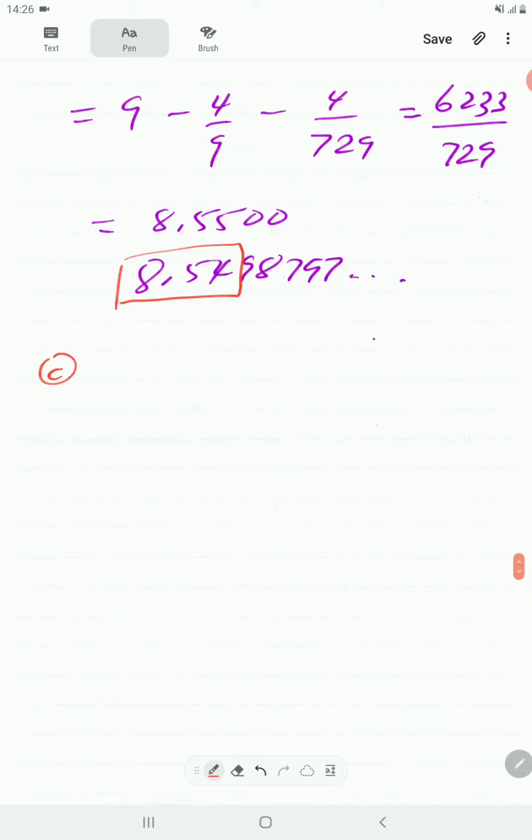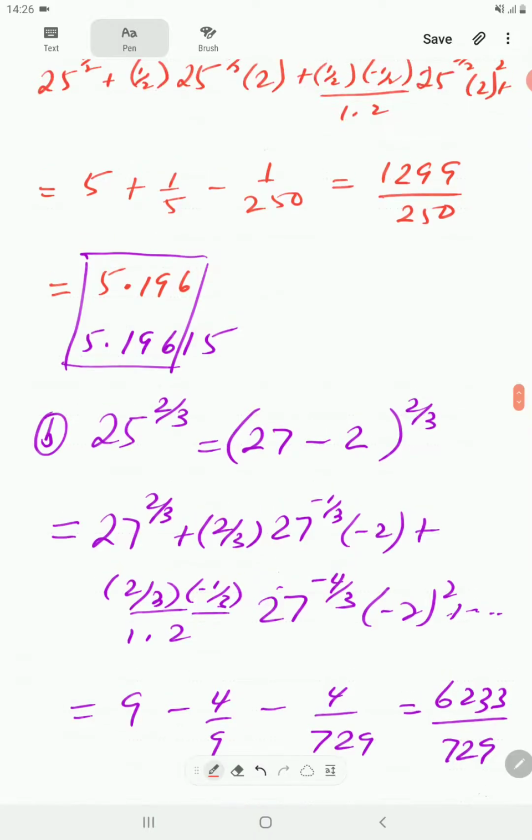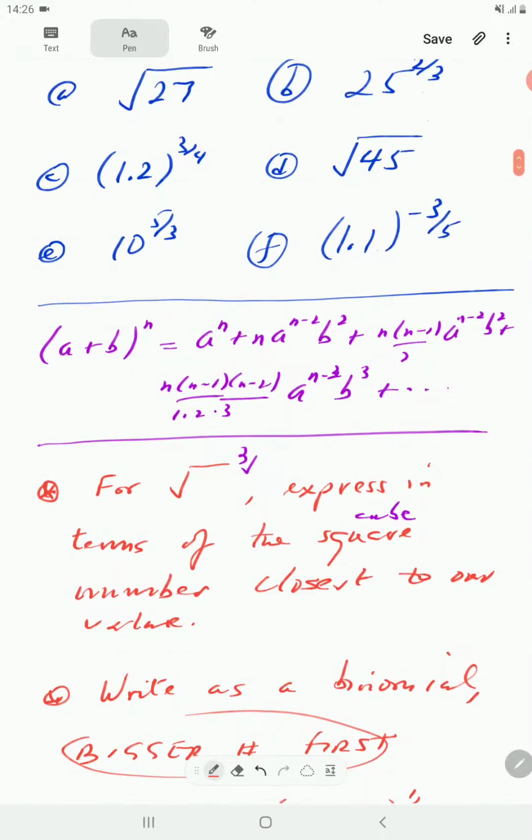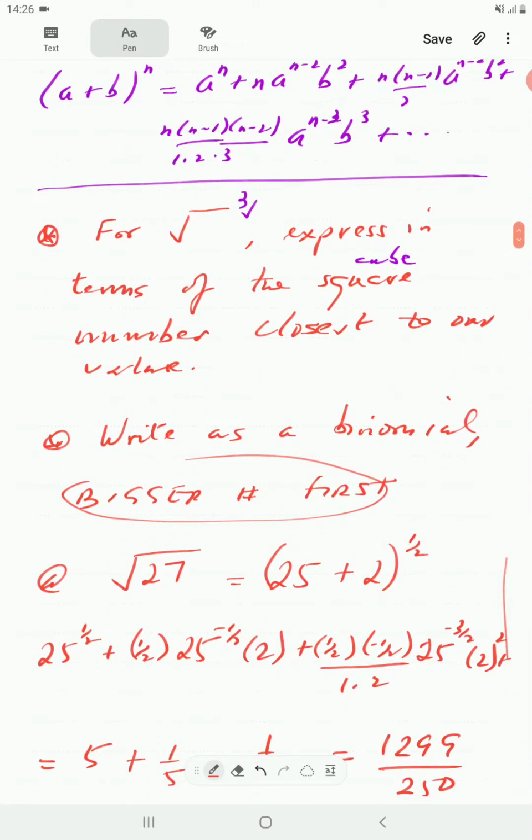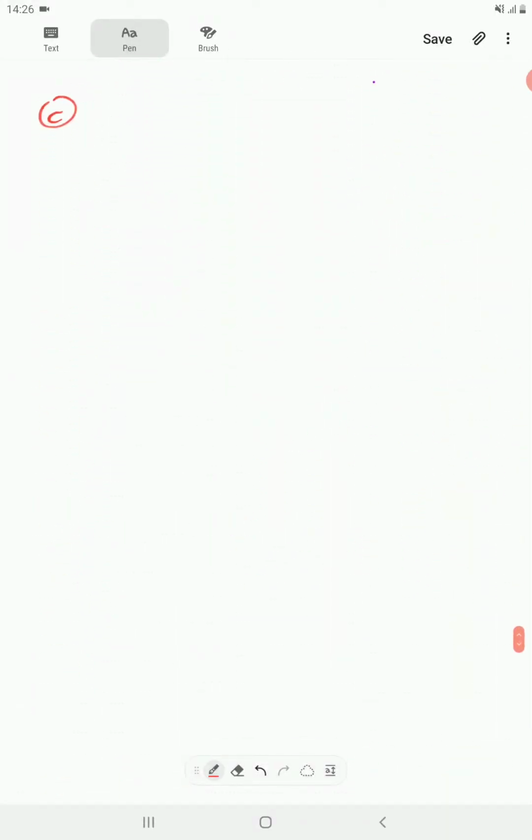Okay, example number C is 1.2 to the power 3 on 4.